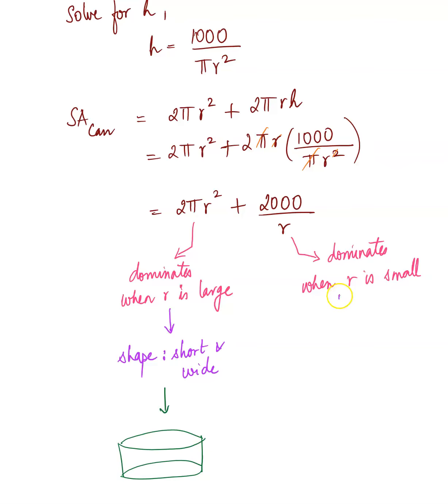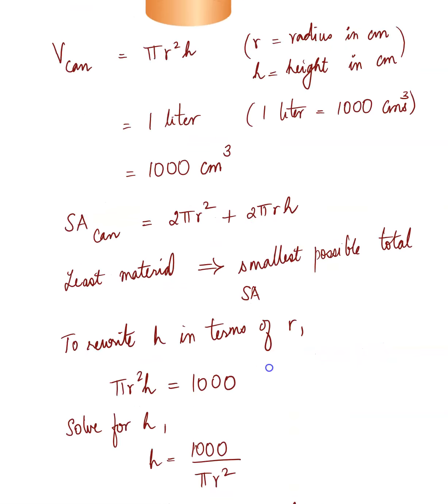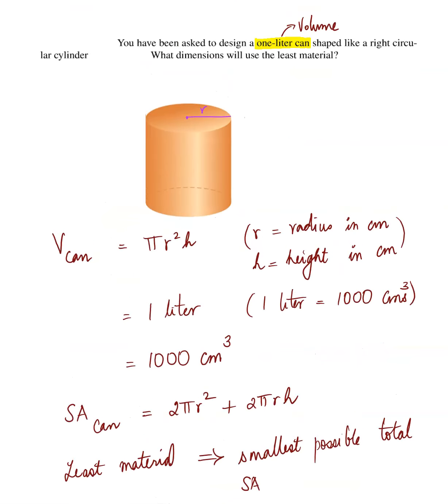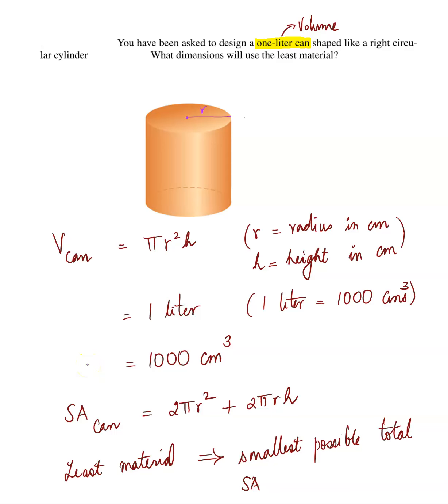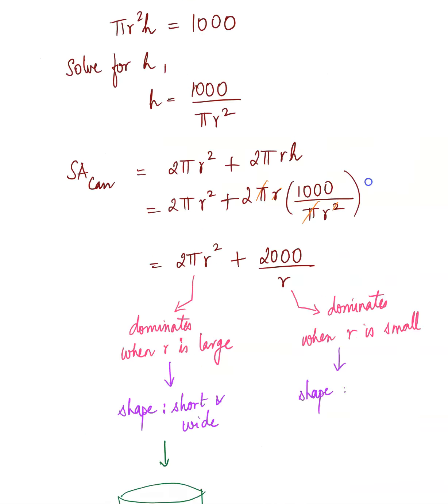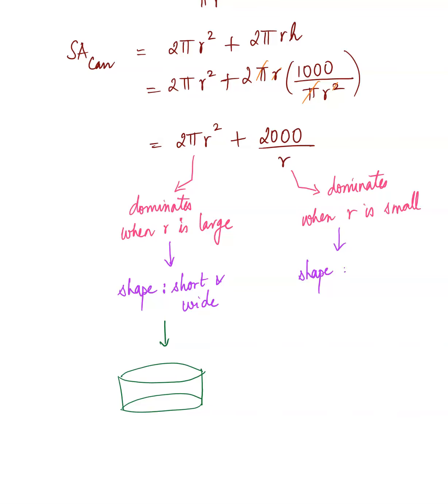And therefore, the shape, when r is small, let's go back here. You want to make this smaller than what is here. If the radius becomes smaller, you need to compensate for it in the height, so you need to make your can tall. It should be tall in order to accommodate a smaller radius. So if you come down here, the shape will be tall and thin. So you're going to get this really skinny can. And we've seen cans like that too, right?